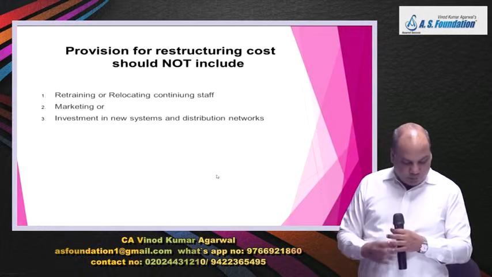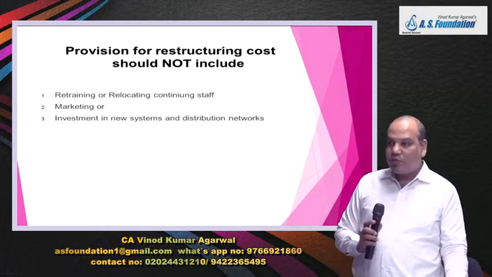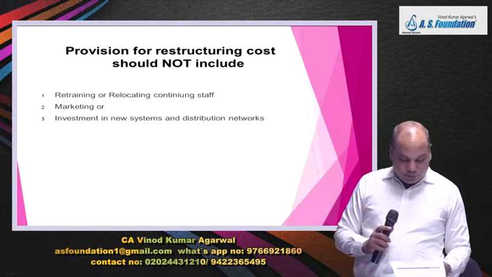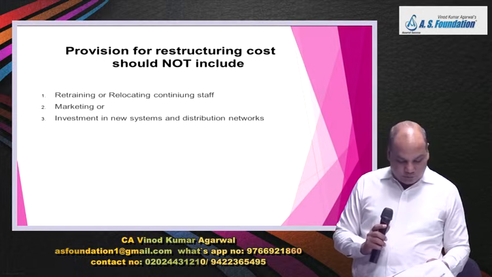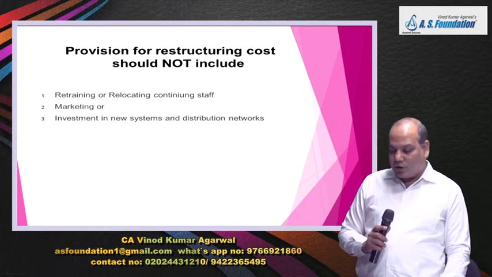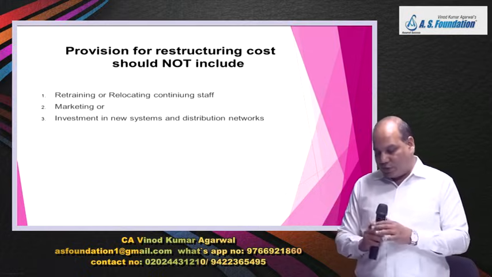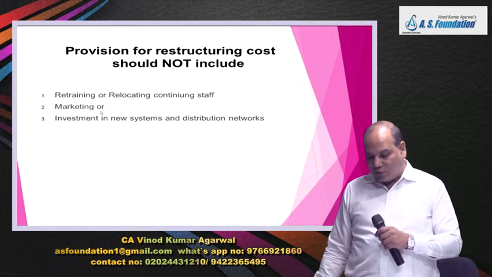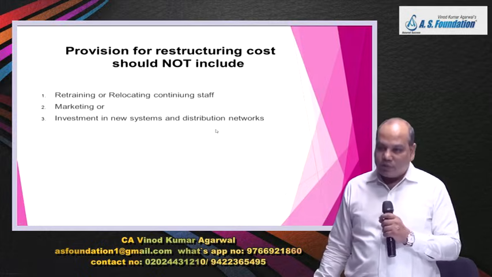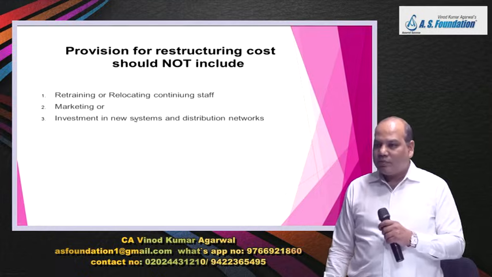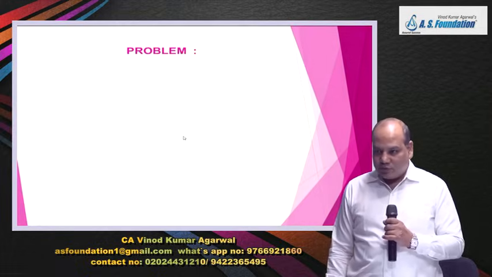Now there is a paragraph below: provision for restructuring cost should include and should not include. First, I will read from your note what it will include. Only direct expenditure arising from restructuring and not associated with the ongoing activity of the enterprise. And what it should not include: retraining or relocating the continuing staff. This is not to be provided for. And you will not make provision for marketing. You will not make provision for investment in new systems and distribution networks. These are capital expenditure. Don't make provision for this. There is no obligation here. You can always avoid this expenditure. Is it right?